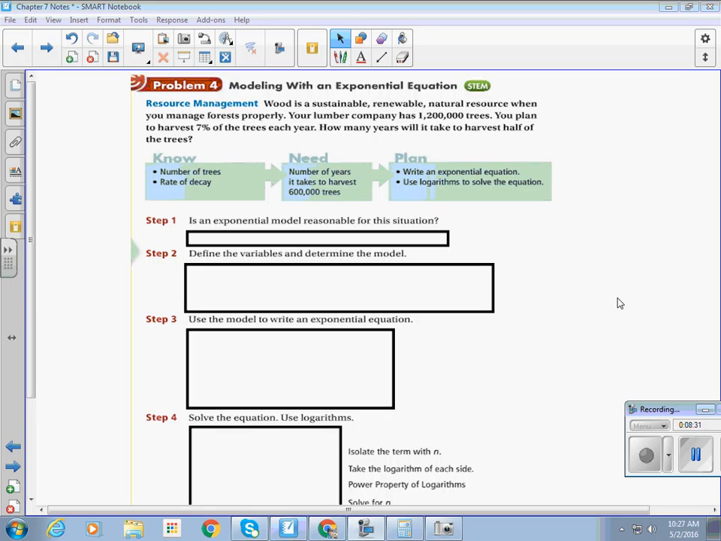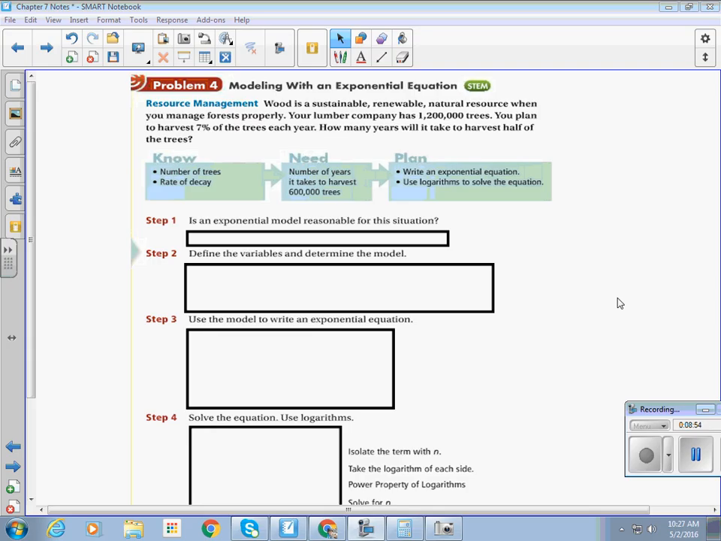All right, so let's look at how this plays out in a word problem form. Resource management. Wood is a sustainable, renewable natural resource when you manage forests properly. Your lumber company has 1.2 million trees. You plan to harvest 7% of the trees each year. How many years will it take to harvest half the trees?